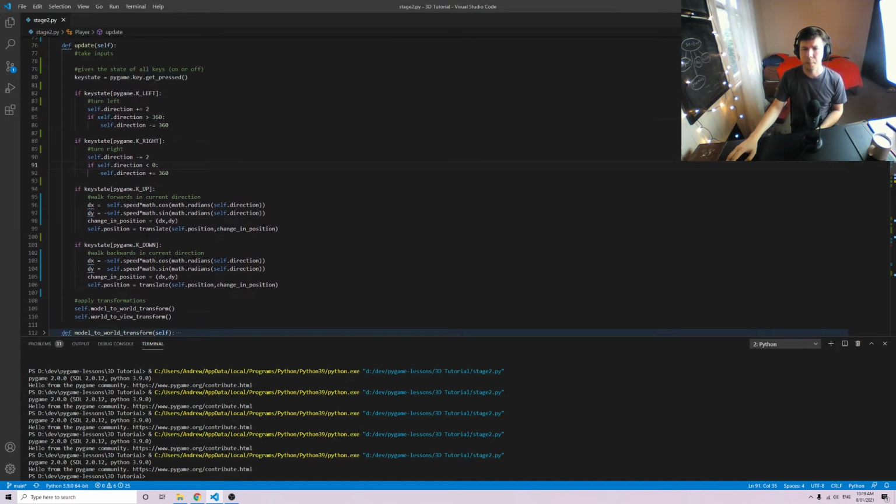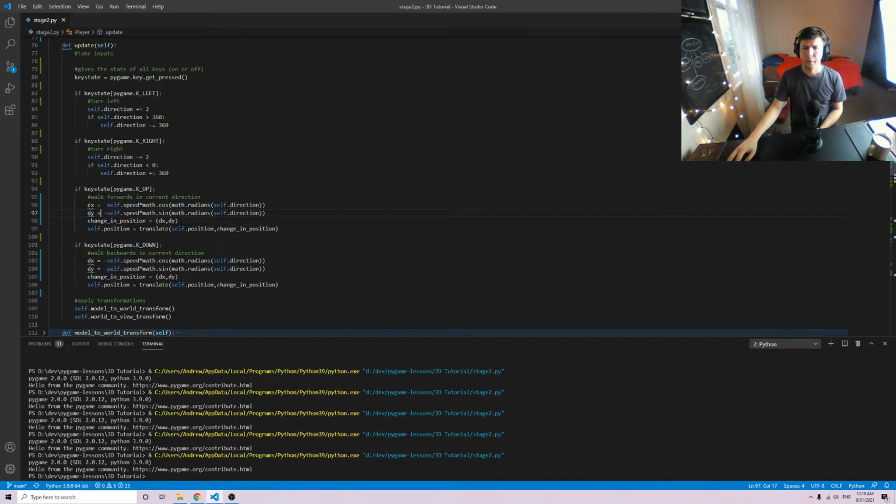Now, going up or down, right? If we go up, then we move forwards based on our current direction. If we go down, we're going backwards based on our current direction. If we compare the forwards dx dy to the backwards dx dy, I just took the negative. Multiplying this dx and dy by -1 will reverse its direction.